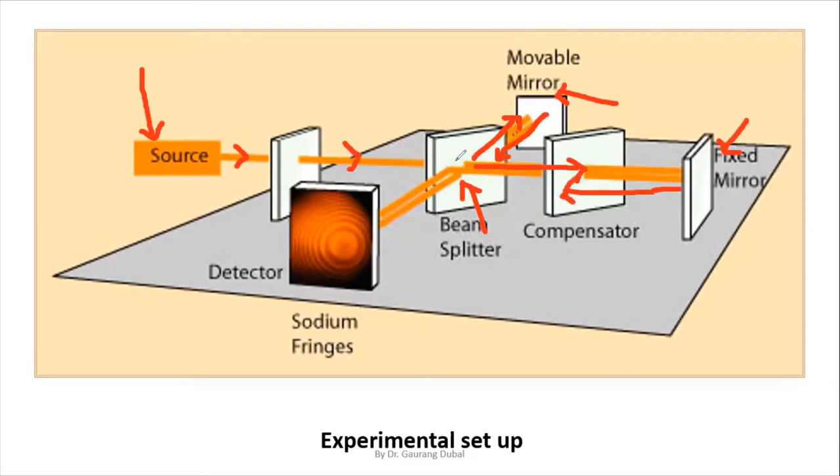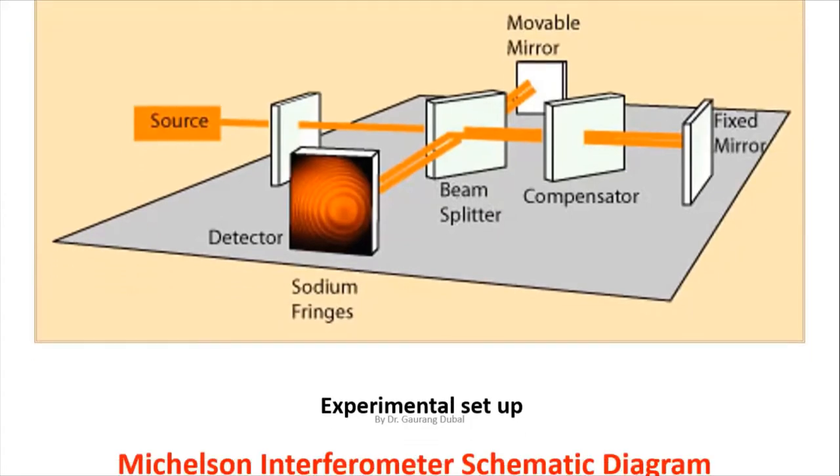Right? And at this point, both the reflected beams from the mirrors will get recombined, and a new beam with new properties will be generated at the meeting point. It comes to this side, and in between it may pass through a sample and come to the detector. Here it is given as sodium flux, but you can see the detector will get the beam from the sample, right? Now, this is the experimental setup. We will also see the schematic diagram so we can understand it better.